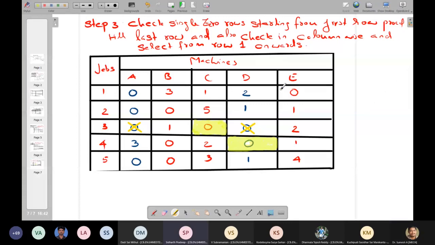One doubt, sir. Why is it cut? Can you explain one more time? See, I can only assign one job to a machine. When job 3 is assigned to machine C, there is no value for this 0 and this 0. That's why I am striking them off.